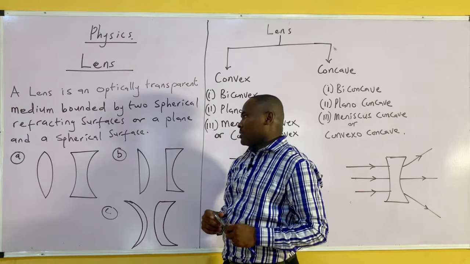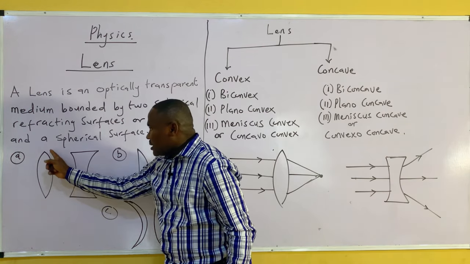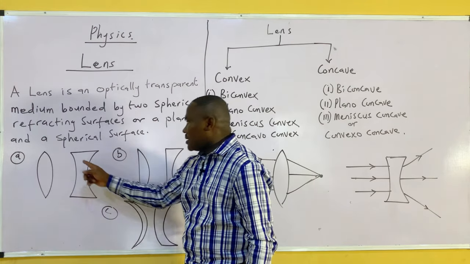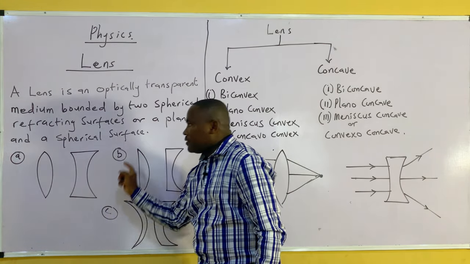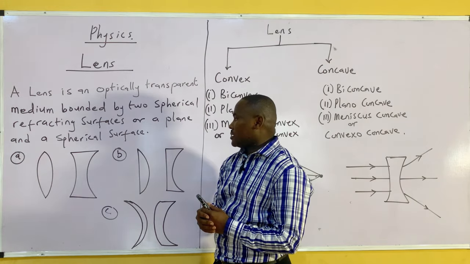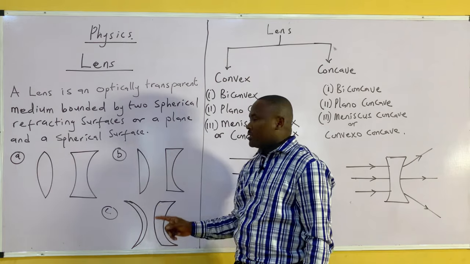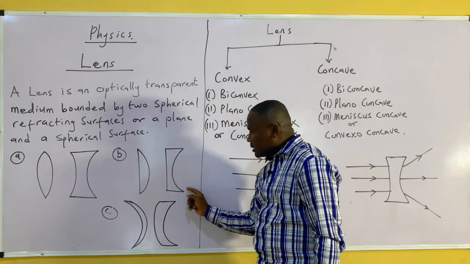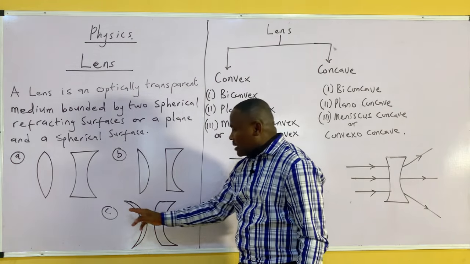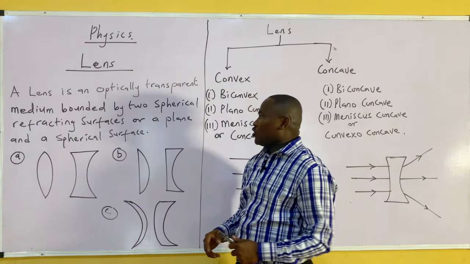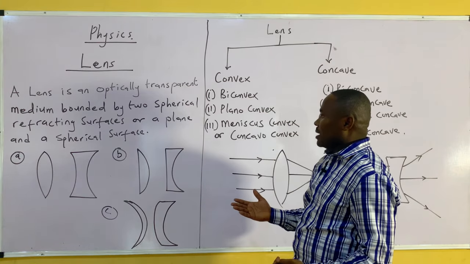Now, you see, this is a lens having two spherical surfaces. This is also a lens having two spherical surfaces. This is a lens having a plane and a spherical surface. These are spherical surfaces but in the form of a meniscus. So what do we call them?